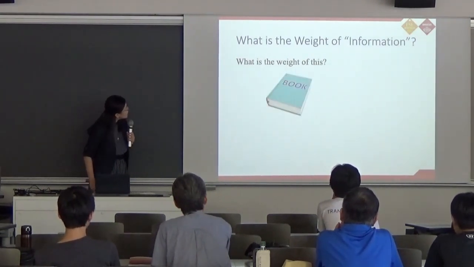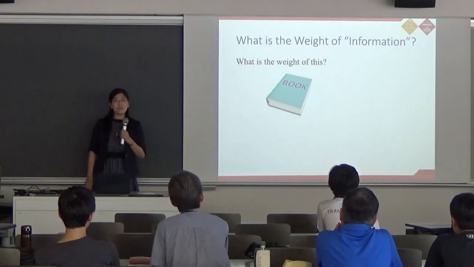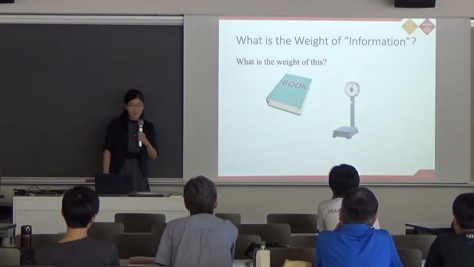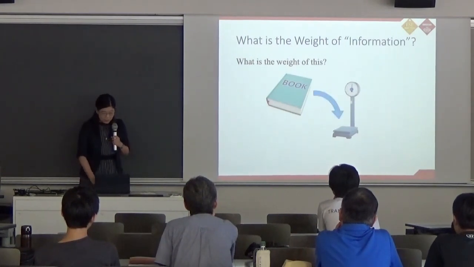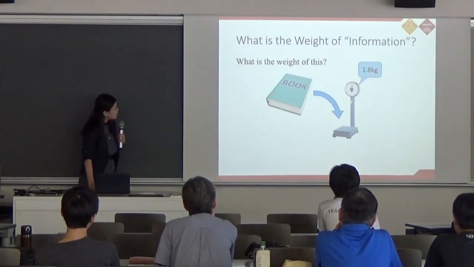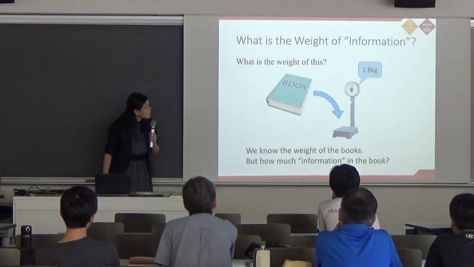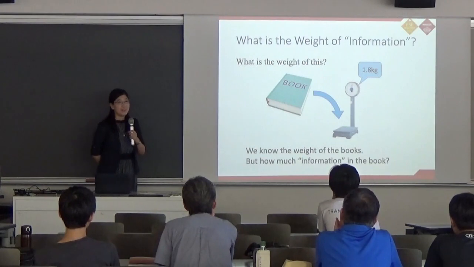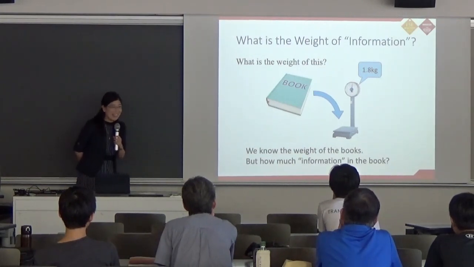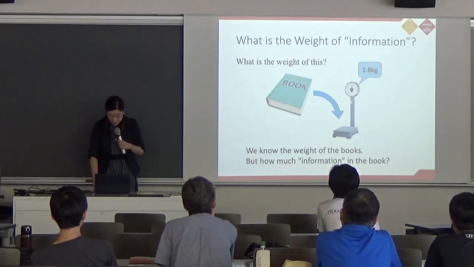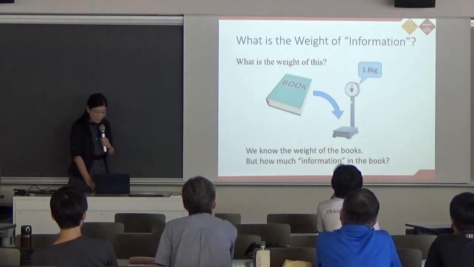How about this? What is the weight of a book? Then you can also say, we can use a balance machine, right? Maybe you got some value, 1.8 kilograms. But is it the correct weight to measure the information contents involved in this book? Maybe not exactly, right? It seems to be just the physical weight of the book. So how do we weigh the information?